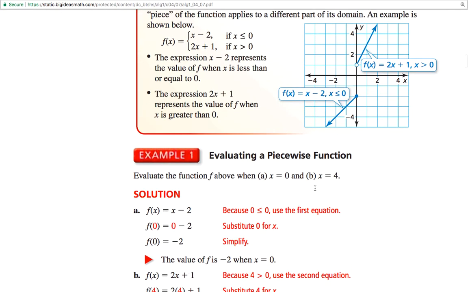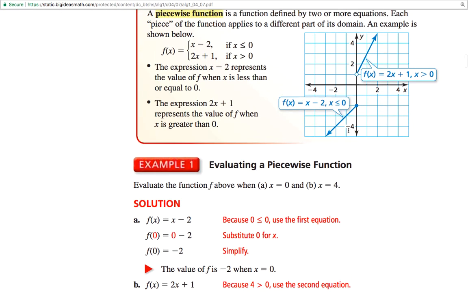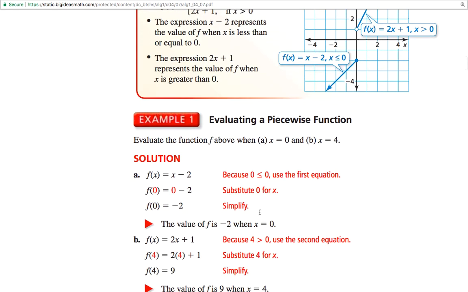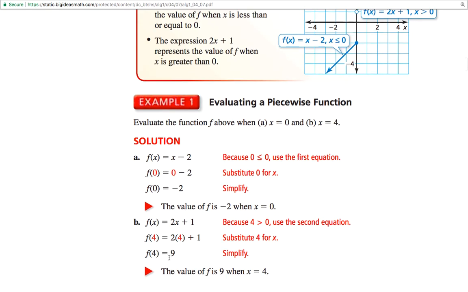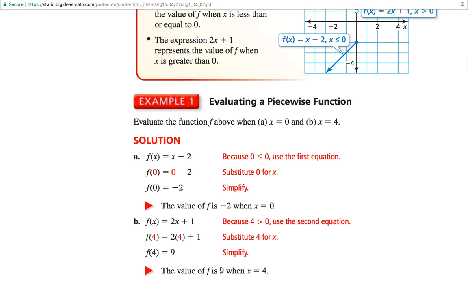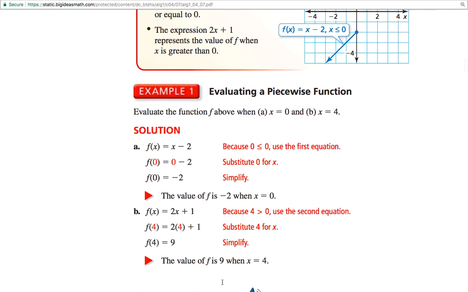The other one was when x equals 4. Well, which equation should we be using based on the graph? Well, when x is 4, we should be using this one up here. So plug in 2x plus 1 down there. And you see, hence, f of x equals 2x plus 1. They're trying to find out what the y value is when x equals 4. Plug in 4 there, and we get an answer of 9. So when x equals 4, the y value, or value of f, is going to be 9. Remember, f of x is the same as y.